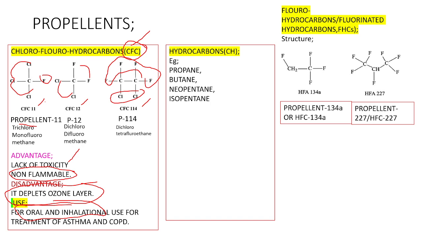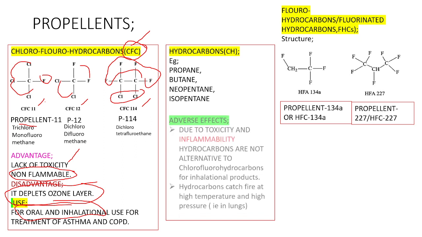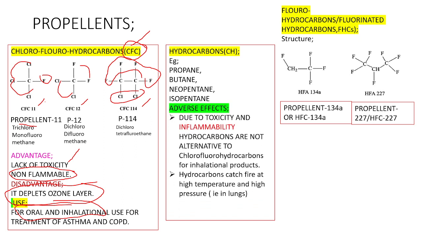Next one is hydrocarbons, just carbon and hydrogen. Examples are propane, butane, neopentane, and isopentane. So what are the adverse effects associated with them? These are toxic in nature. Along with that, they are flammable, and will catch fire very immediately.